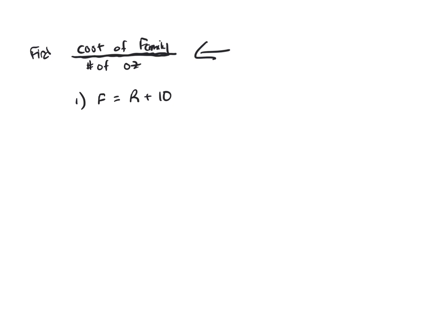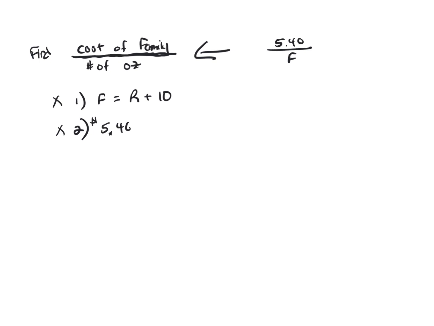Number of ounces, well, we don't know. We don't know the cost of the family size box. So forget clue 1. Clue 2 says family size box of cereal is $5.40. So that gives me the numerator divided by number of ounces, which is F, but I don't know what F is. So clue 2 doesn't work by itself either.